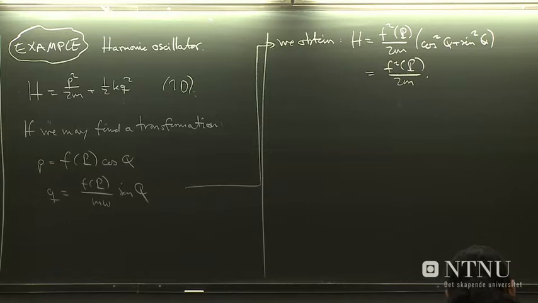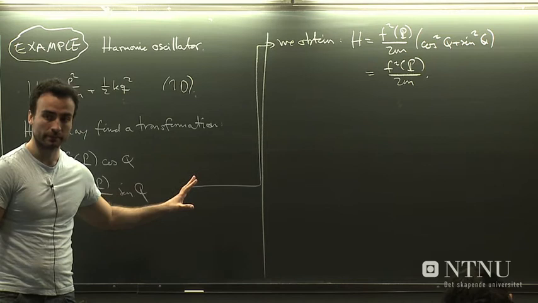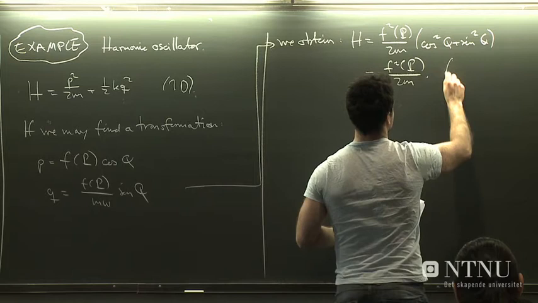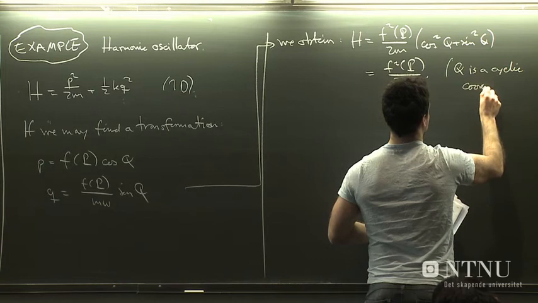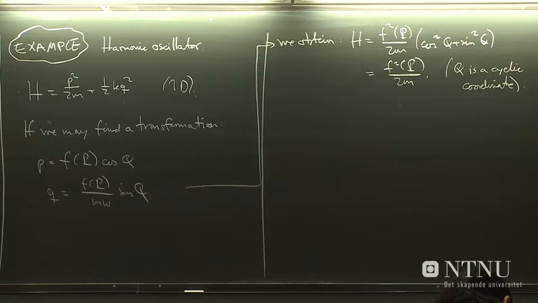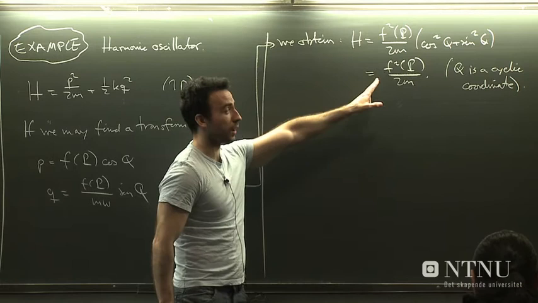Now cyclic variables we are especially fond of because that means that we have some symmetry in the problem and hence something is conserved. So by means of this transformation, we're making Q, large Q, cyclic. So that would be pretty good. We would have reduced the difficulty of the Hamiltonian, because it now depends only on one variable.